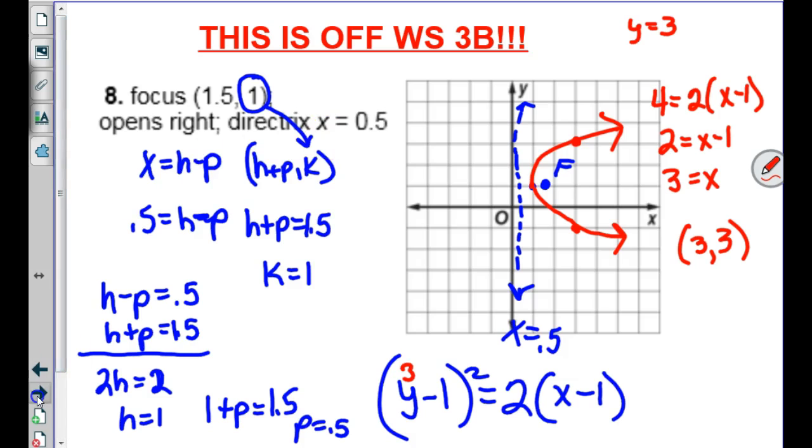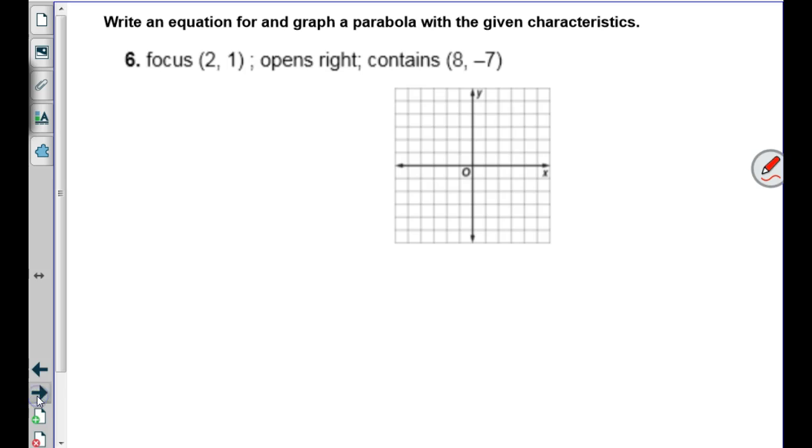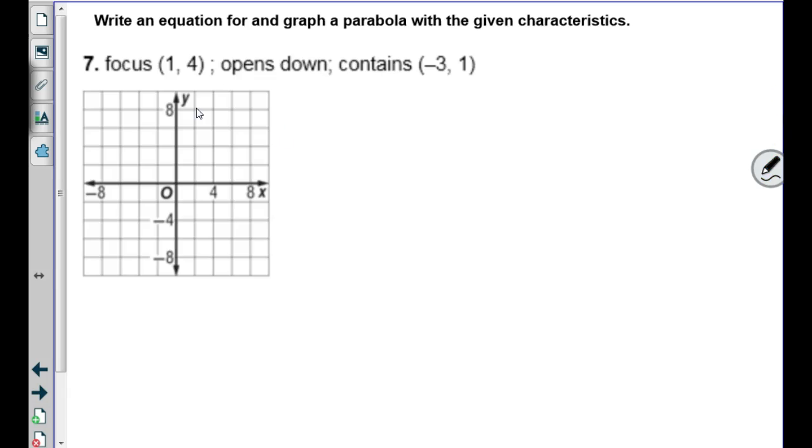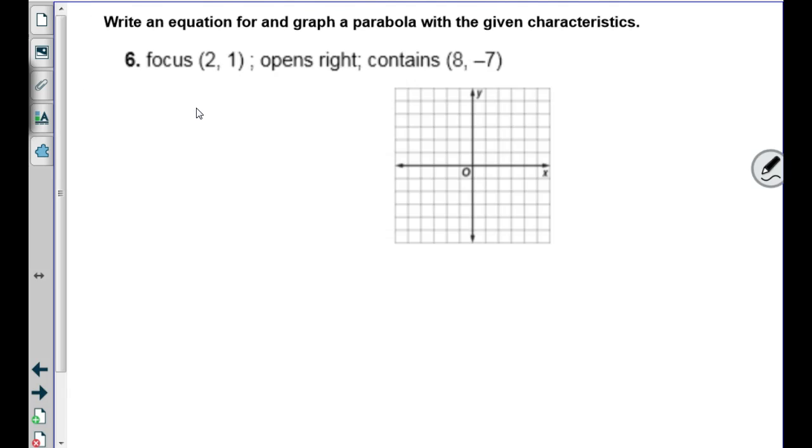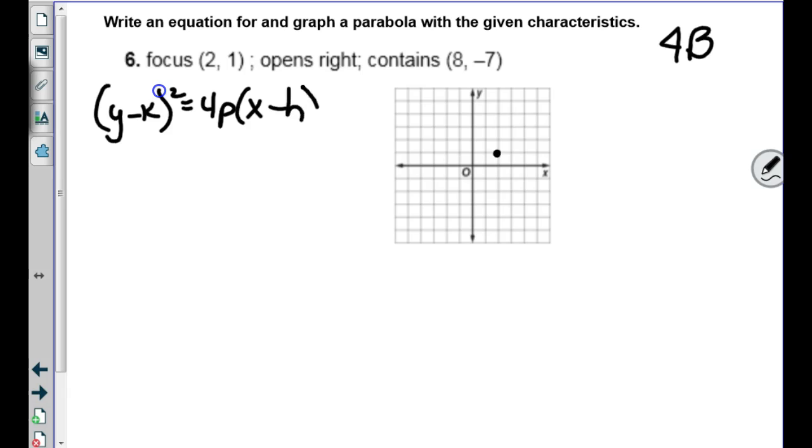All right, we're going to move on and talk about when it gives us a point on the parabola. It doesn't give us the vertex. It gives us the focus. All right, so number 6. Is this on 4B maybe? Okay. So if the focus is at 2, 1, and it opens to the right, can you tell me the general equation when it opens to the right? It's y minus k squared equals 4p times x minus h, right?